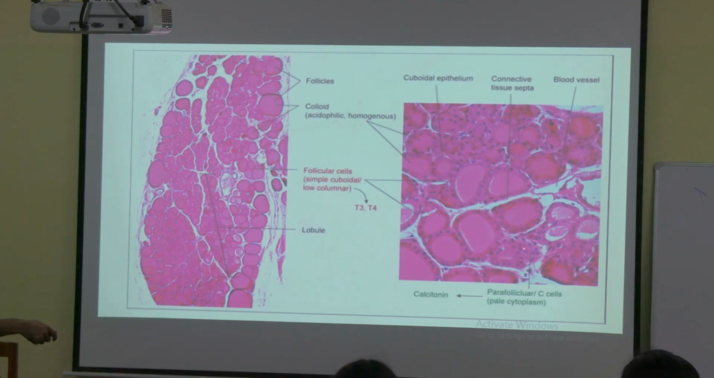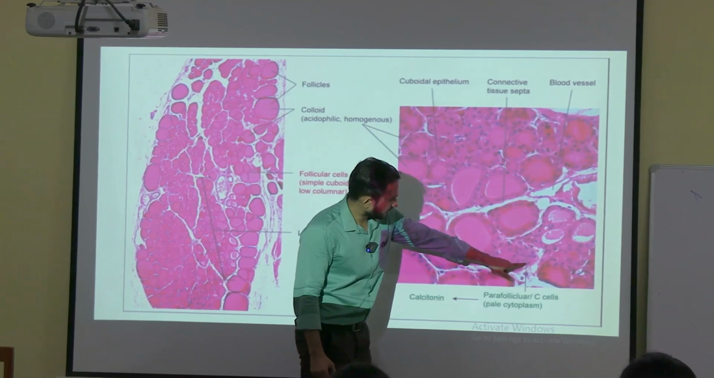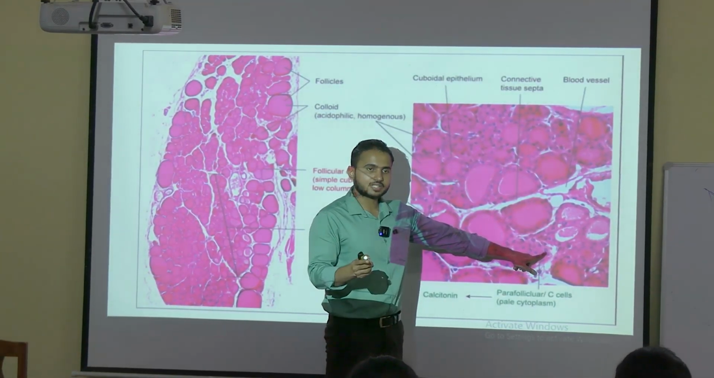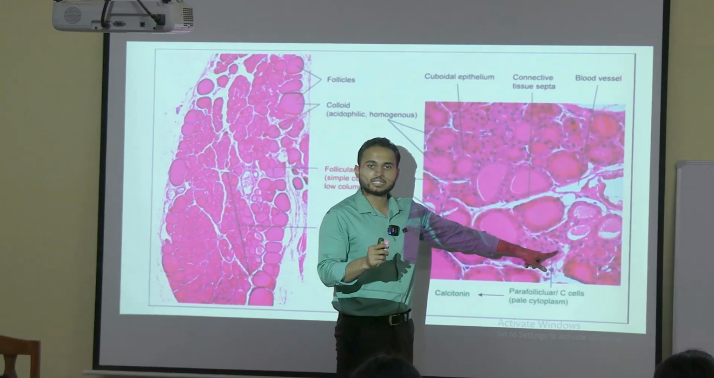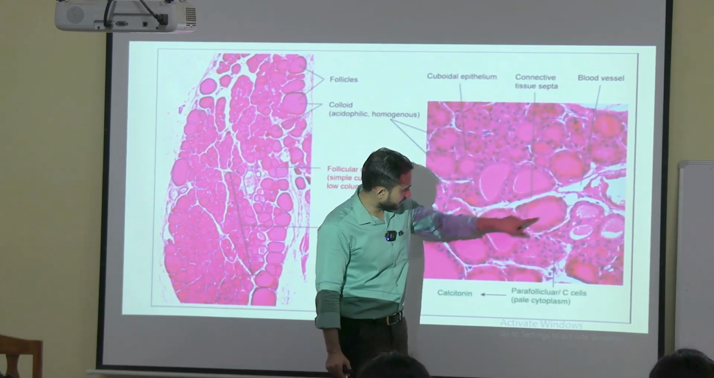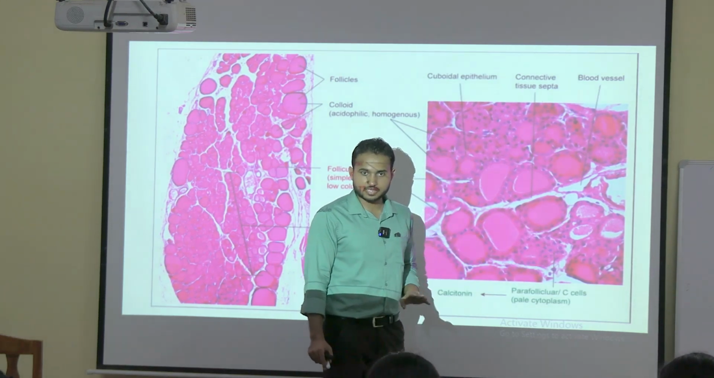So how will we differentiate between the follicular cells and parafollicular cells? Look at this particular area, here parafollicular cells are present. First of all, parafollicular cells will be present in the interfollicular space. So suppose this is one follicle, this is one follicle. In between these two follicles, this is the space where the parafollicular cells are present.